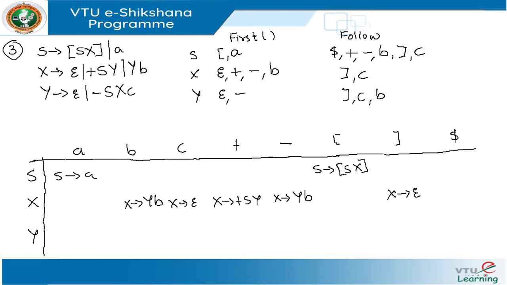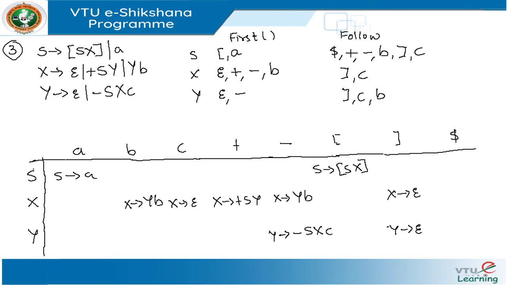Now we have the non-terminal Y. The first of Y contains epsilon and minus. So when we have an epsilon, again we need to make an entry for the symbols present in the follow set also. So considering the first set symbols, to get a minus we have to use the production Y derives minus SXC. So that production must be entered in the column minus. Then closing square bracket. To get a closing square bracket, we need to use Y derives epsilon, because this is the other alternative in the Y production. But if we use the minus SXC production, then we will be getting minus. To get other symbols, we have to use Y derives epsilon only.